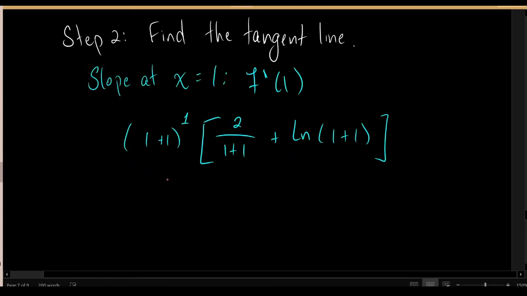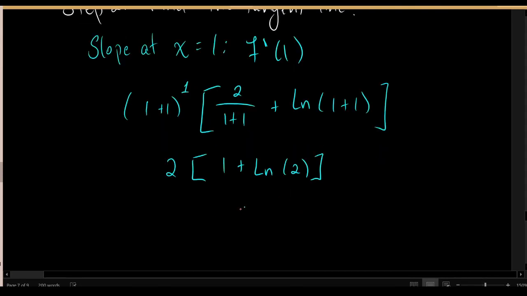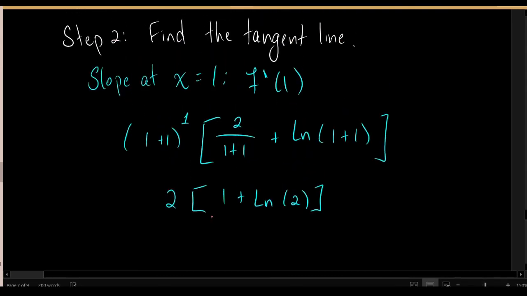Now if I simplify that, 1 plus 1 to the first power is just 2. 2 divided by 2 is just 1. And then add that to the natural log of 2. So this would be the slope of the tangent line at x is equal to 1.